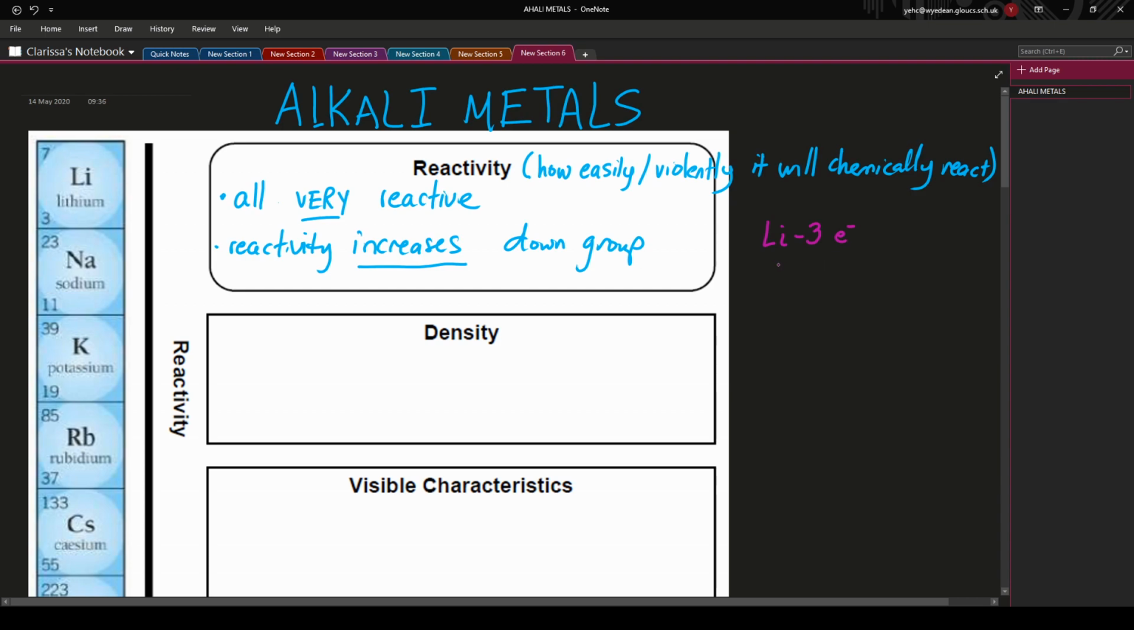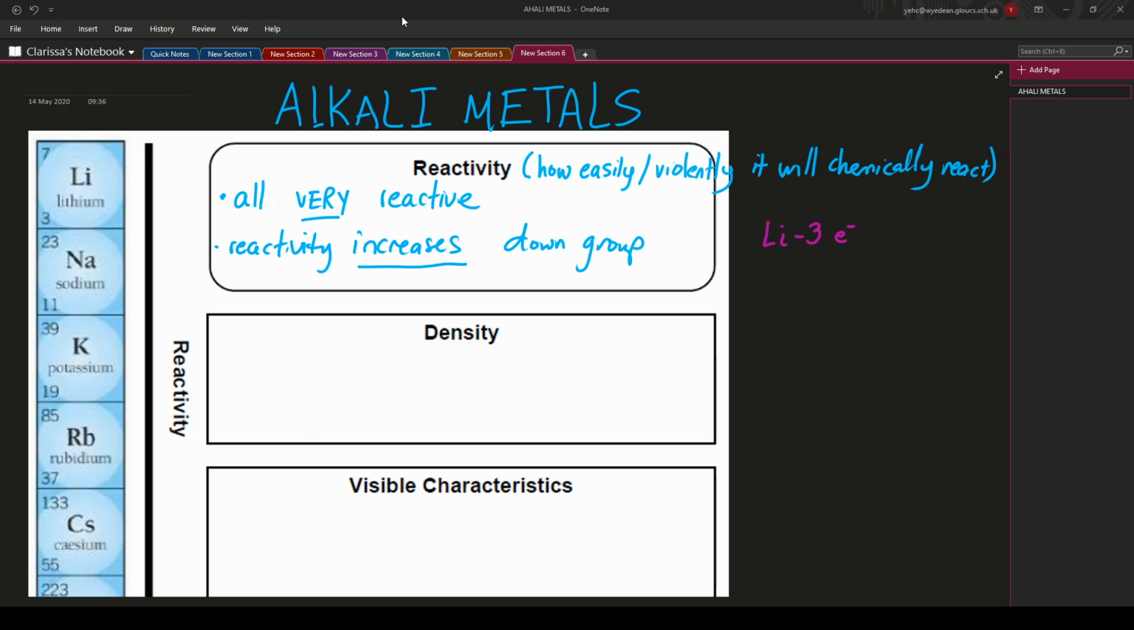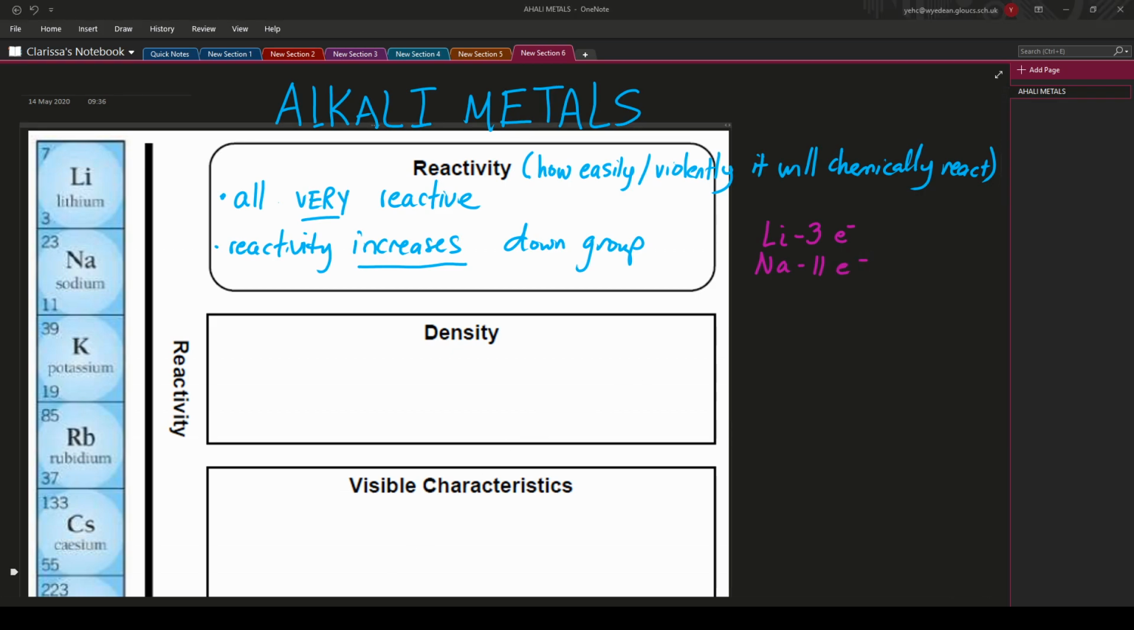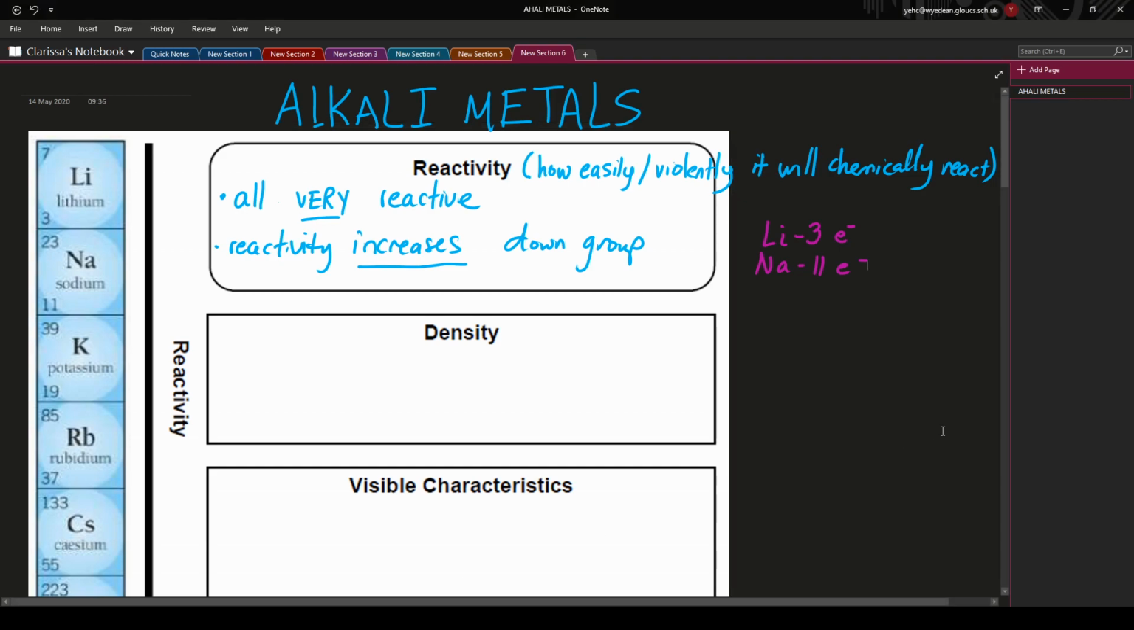So lithium has 3. Sodium, if you look on your periodic table, that bottom number is 11. So sodium has 11. Potassium 19, and I don't want to go beyond that, so I'm going to leave it at that. You'll see the pattern from just these 3.